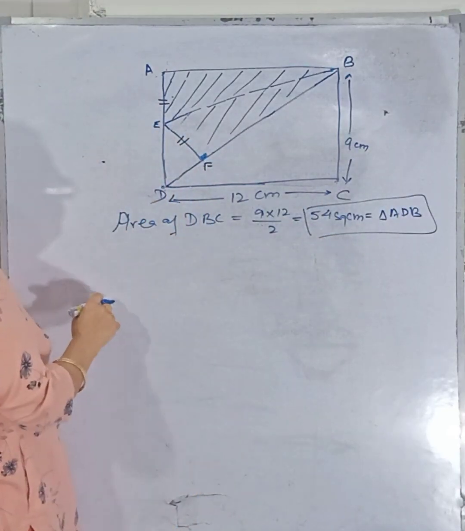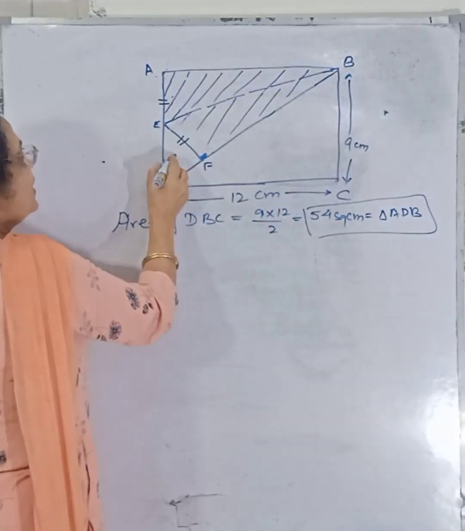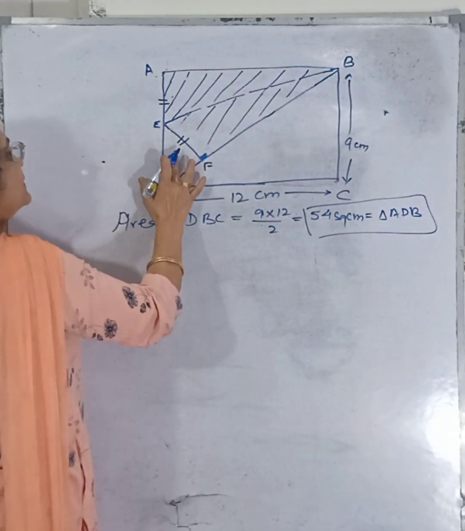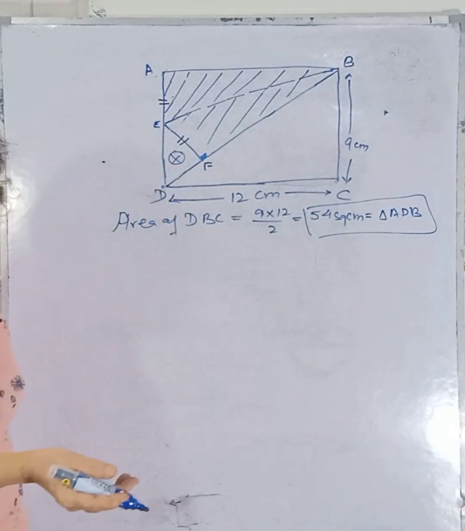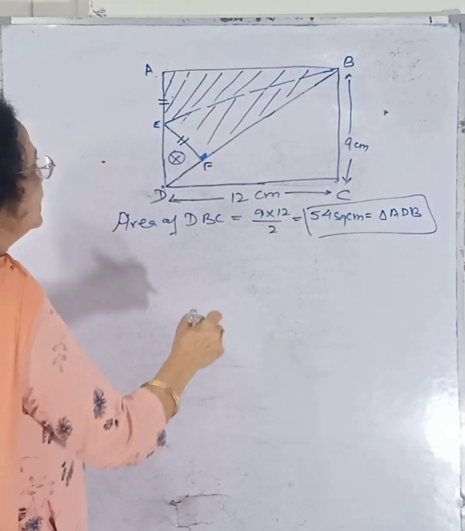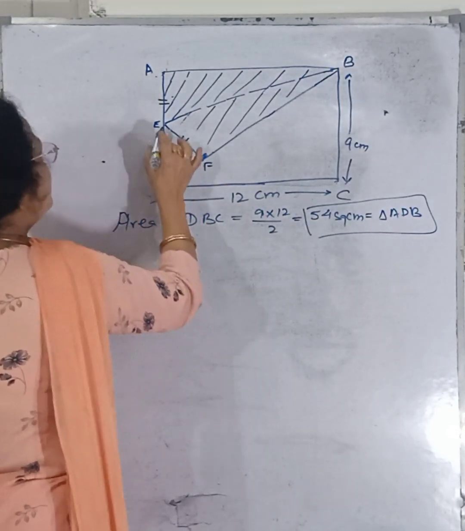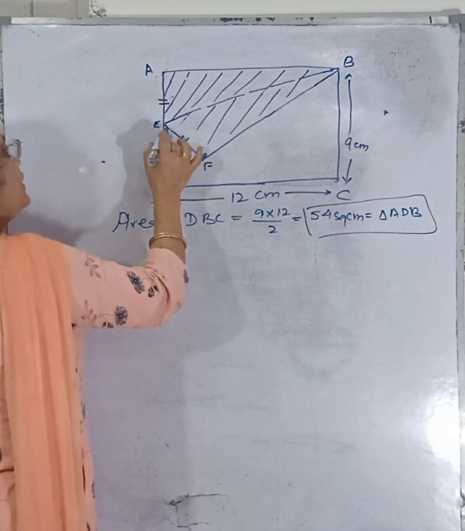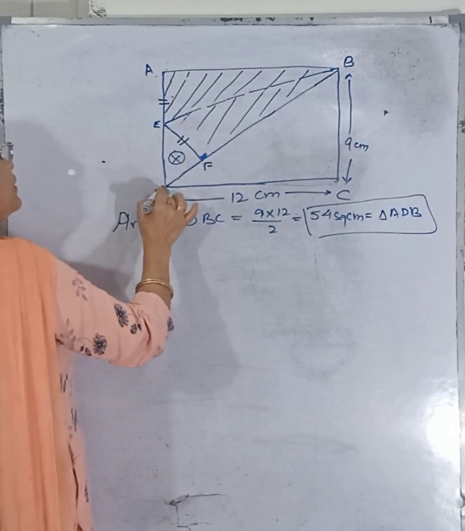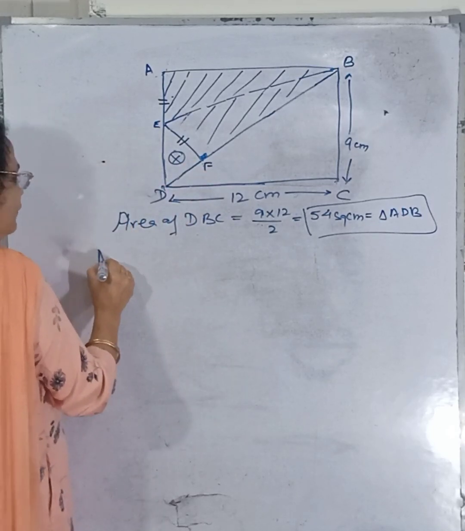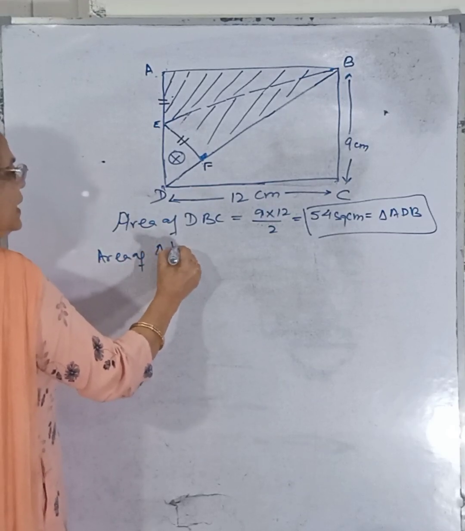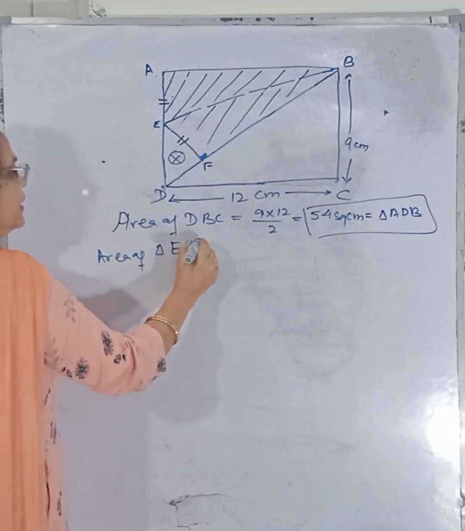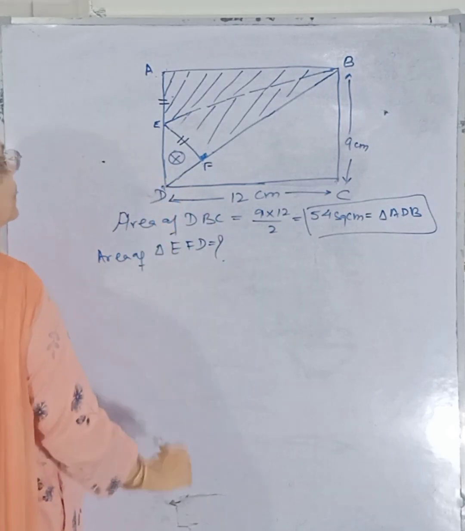From this area of 54 square centimeter, we have to deduct the area of this region. This area is to be subtracted from that 54. So now we have to find the area of triangle EFD. Area of triangle EFD is equal to what?